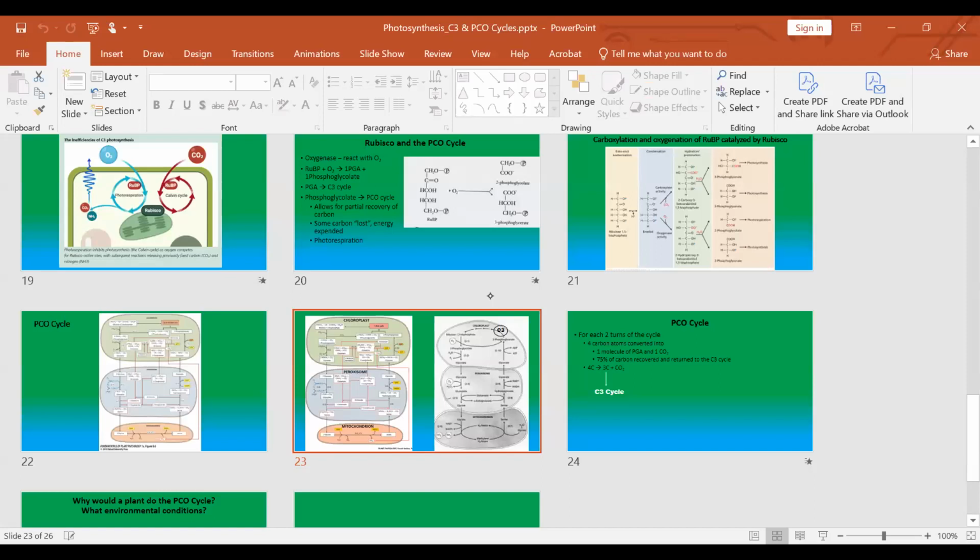What did we do after the light reaction? What was the next thing? Oh, C4.